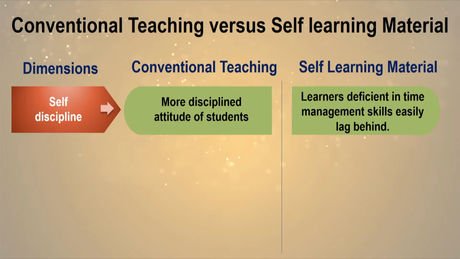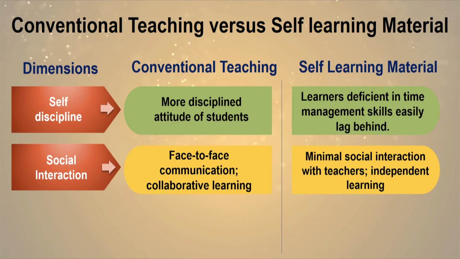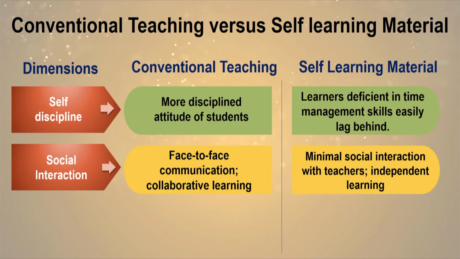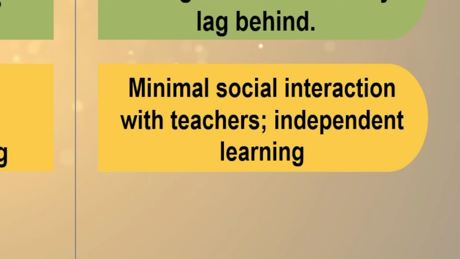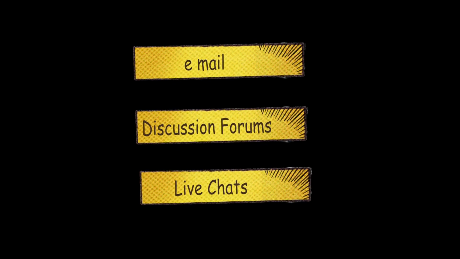As far as social interaction is concerned, there is always face-to-face communication between the teacher and the learner in conventional classroom teaching, and there are chances of working together in a collaborative mode, whereas self-learning material is studied by the individual individually, and the students are involved in independent learning, so there is minimal social interaction with the teacher. However, we can incorporate emails, discussion forums or chats in order to enhance interactivity among the students.